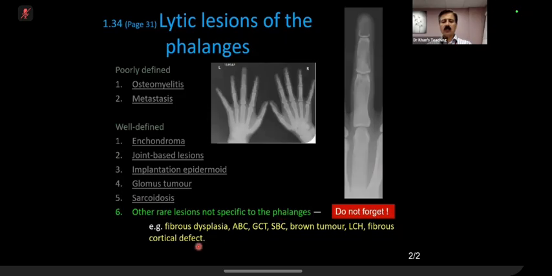These are very important. You see, this is the same concept which I was talking about in fibrous dysplasia, ABC, giant cell tumor, simple bone cyst, brown tumor, LCH, fibrous cortical defect. All of these things can occur. This is a case which I have already shown you in the first chapter, where this is a lytic phase of fibrous dysplasia and there is ground glass. This is a very important exam case. So all of these things can happen.